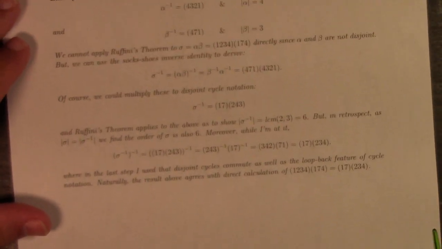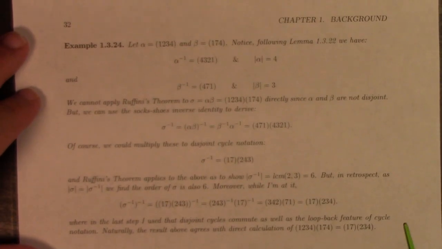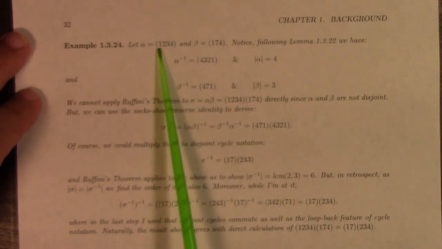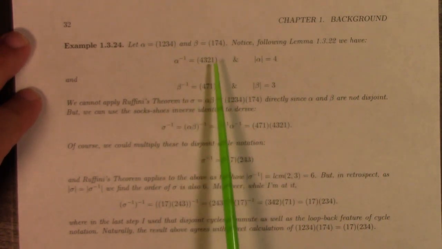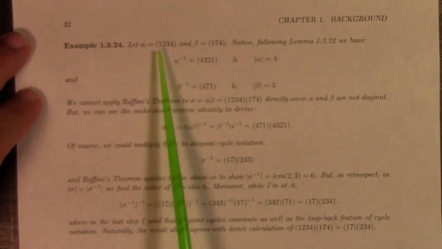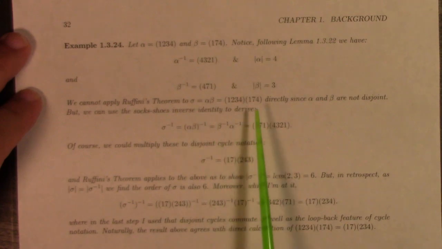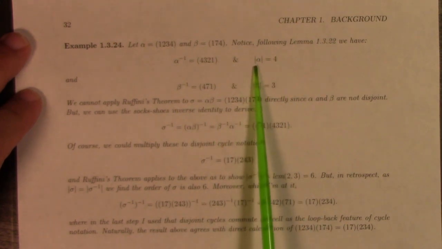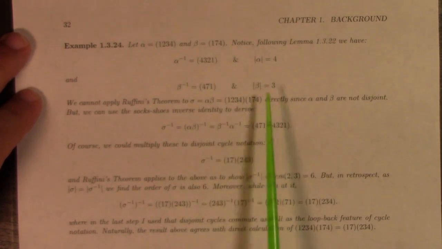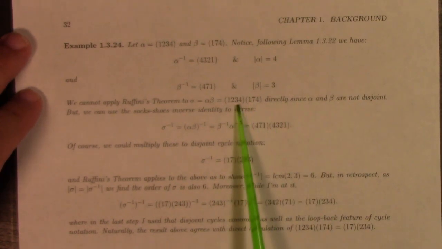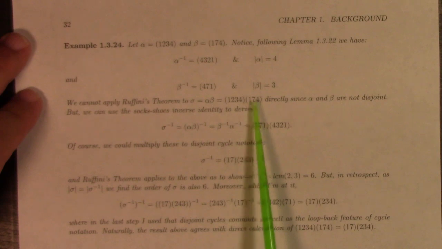And finally, this is just some example calculations. If alpha is (1 2 3 4) and beta is (1 7 4), then alpha inverse is (4 3 2 1) and beta inverse is (4 7 1). The order of alpha is 4. The order of beta is 3. These are not disjoint. Notice that they have a common 4. 4 is moved by both of these, so they're not disjoint.